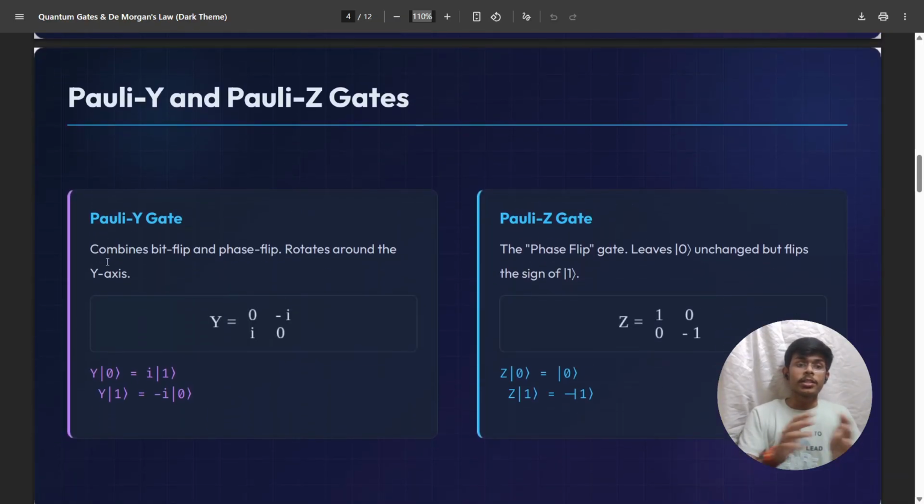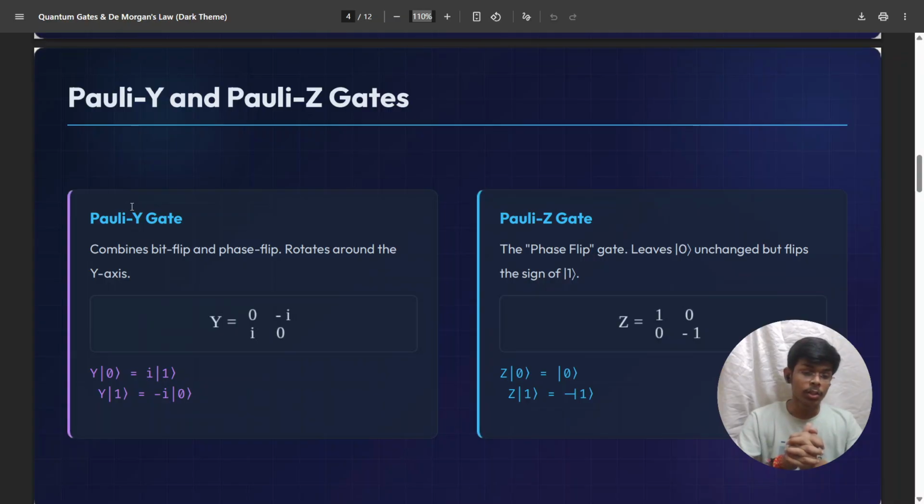Okay, so let's start with the Pauli Y and Pauli Z gates. On your right, you can see the Pauli Z gate, and it is fascinating. It flips the phase. Notice the matrix. It has a negative 1 in the bottom right. This means if your qubit is in state 1, it adds a negative 1 sign, or we can say it adds a phase of 180 degrees. If a qubit is 0, it does nothing.